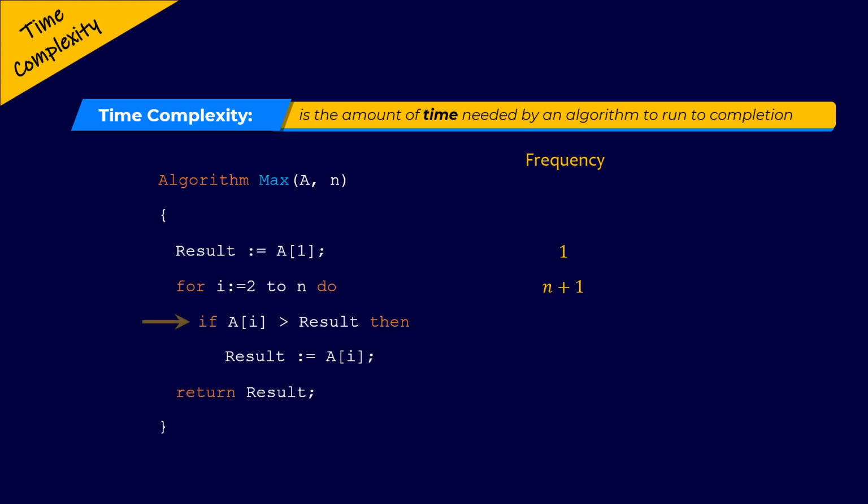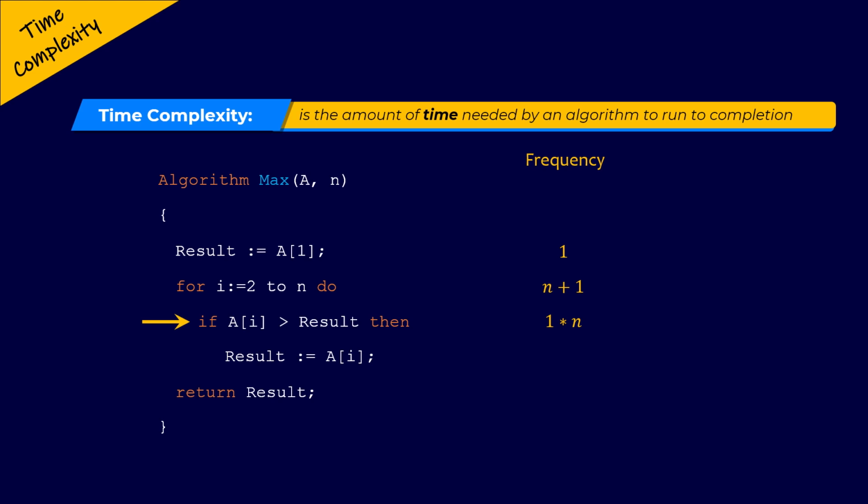Then within the for block, we have the if block, which is a primitive statement and takes a unit of time to execute. But since this if block is within the for loop, this statement runs n times, and in the (n + 1)th time the for loop terminates, and this statement will not be executed. Therefore, this if block executes 1 multiplied by n times, and its frequency is n.